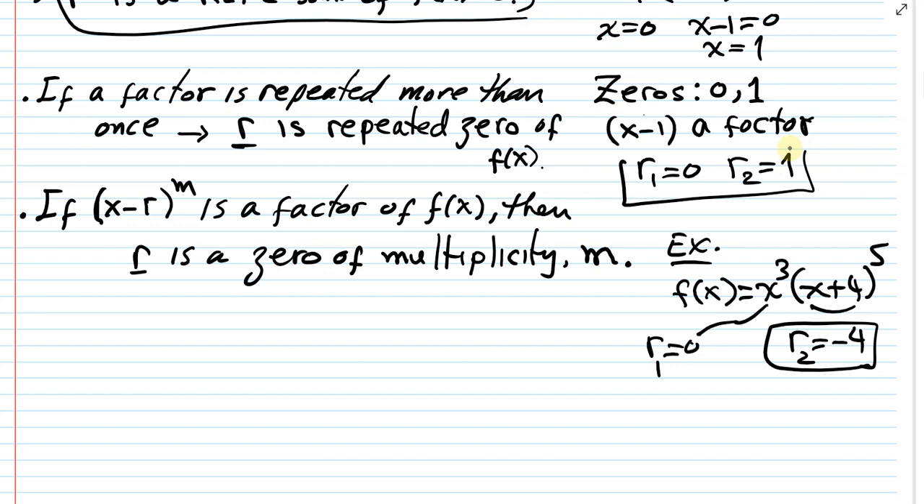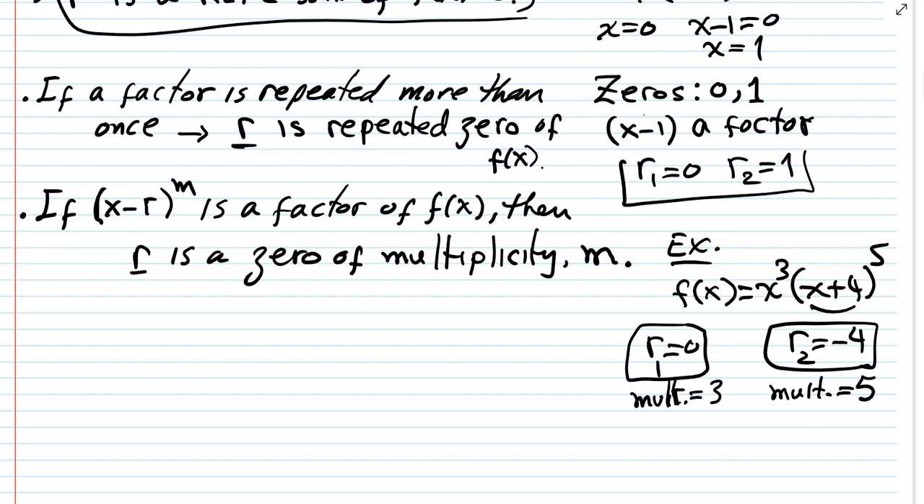All right. So in this case, r1, which is 0, has multiplicity equal to 3. And the multiplicity of negative 4 is 5. It's like having 5 negative 4s. Negative 4, negative 4, negative 4, negative 4, like that. Okay. And so that's all I wanted to talk about in here. We talked about the end behavior of the graph of the function when I used the utility. So we're done with that one.